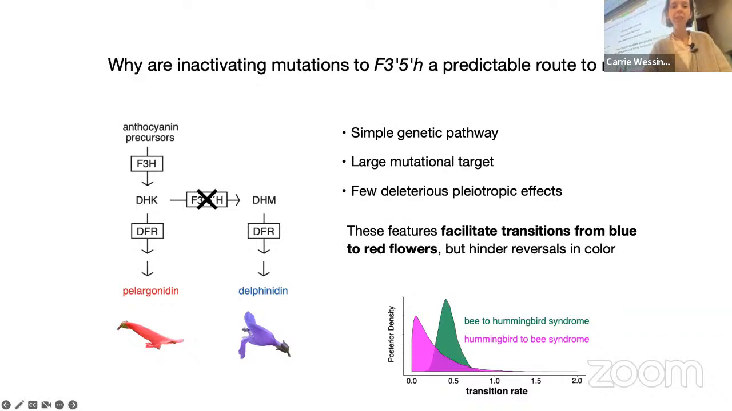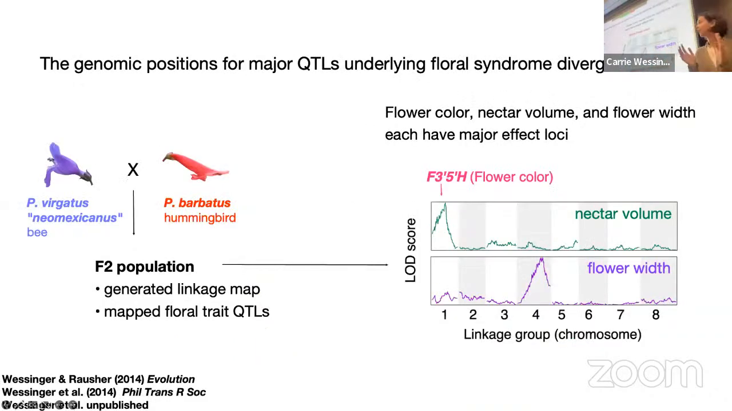Okay, so back to our QTL results. I told you about our major effect QTLs for flower color and nectar production. It turns out that there's another trait that involves a single QTL of major effect, which is flower width. And these three traits together really define hummingbird syndrome in Penstemon. I'd like to suggest that this is a relatively simple genetic architecture that might streamline shifts to hummingbird syndrome in Penstemon barbatus.